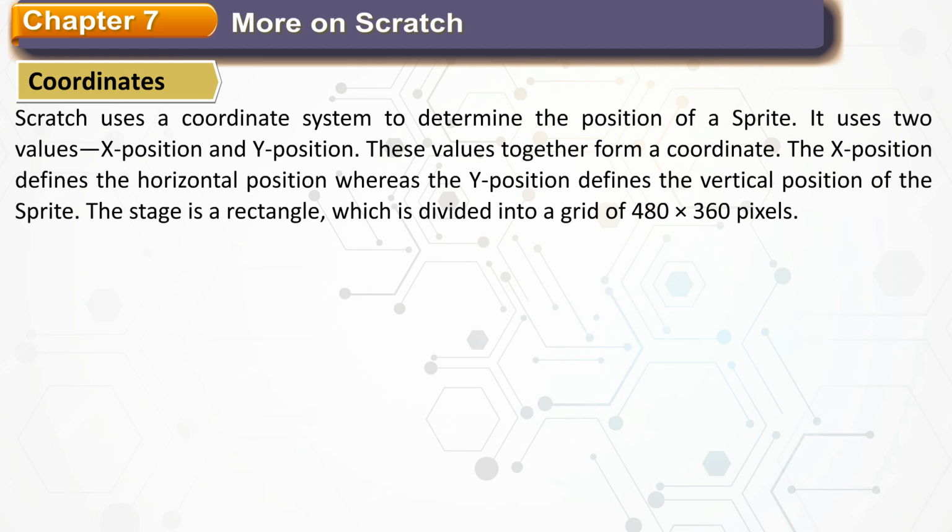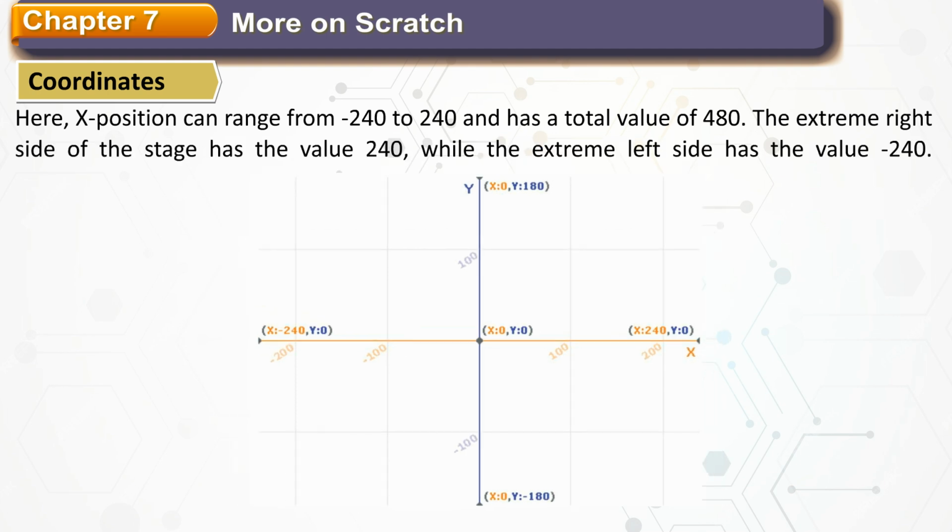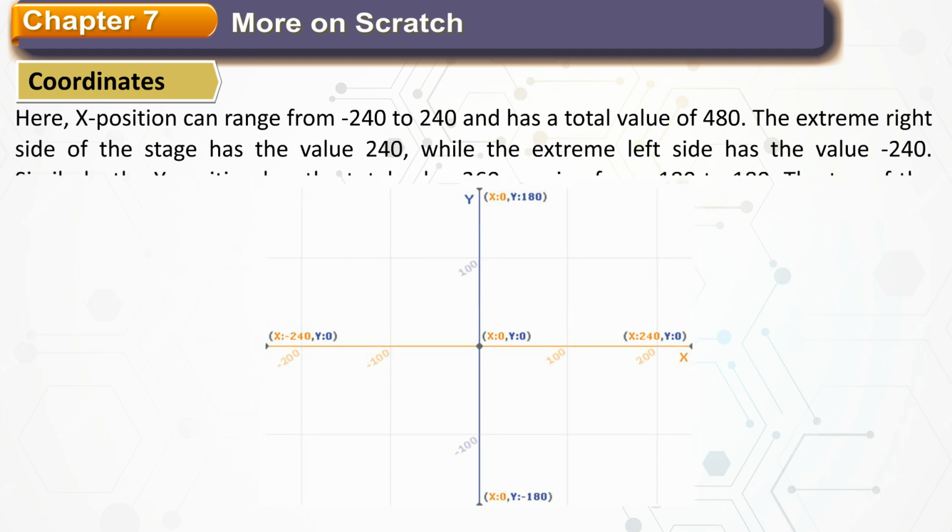The stage is a rectangle, which is divided into a grid of 480 times 360 pixels. Here, x position can range from -240 to 240 and has a total value of 480. The extreme right side of the stage has the value 240, while the extreme left side has the value -240.